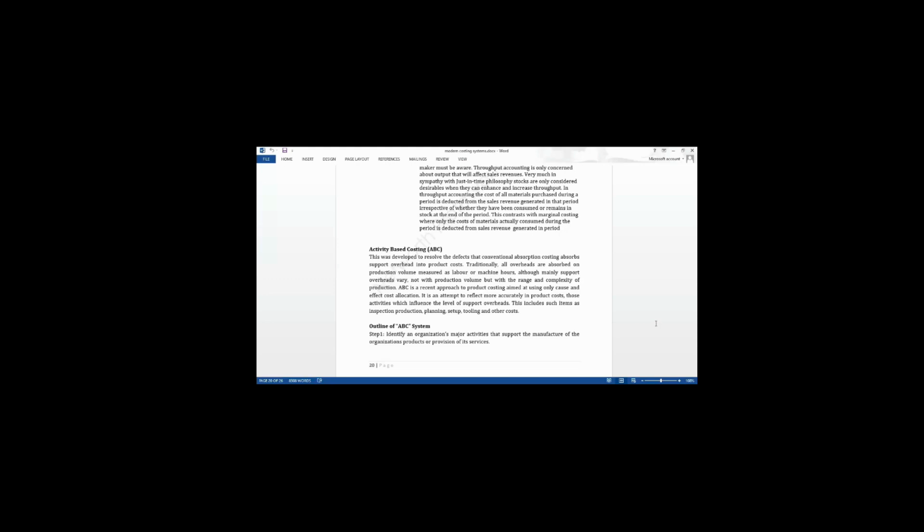That is the conventional absorption costing system. But in reality, several costs accounted for overhead. There are several costs that have caused that overhead cost. It will be wrong to use a single factor, such as labor hour or machine hour, to absorb overhead costs that happen as a result of several factors. That is what activity-based costing tries to correct. Activity-based costing tries to correct the deficiency of the conventional absorption costing system.